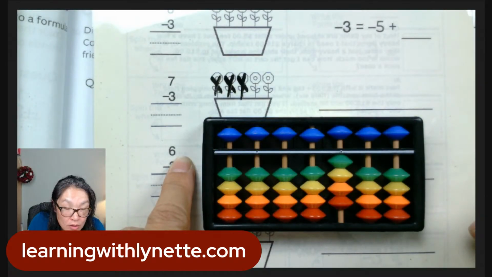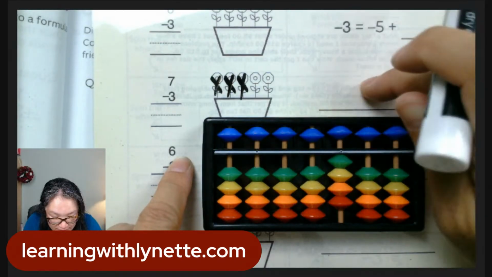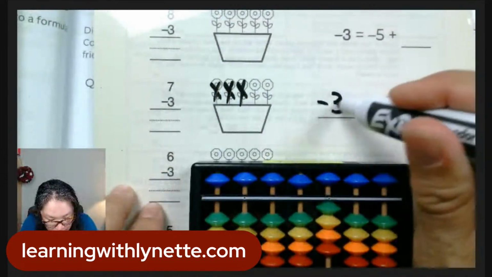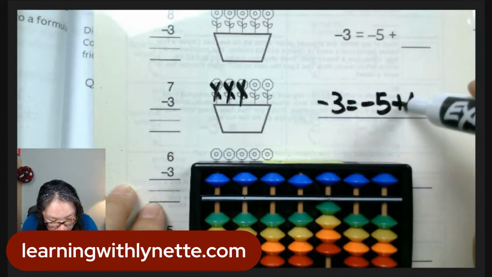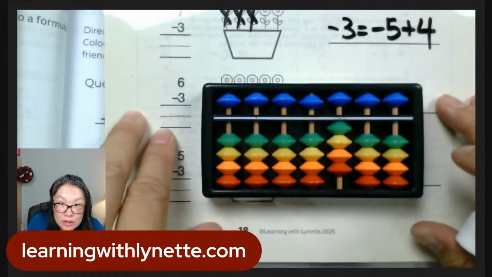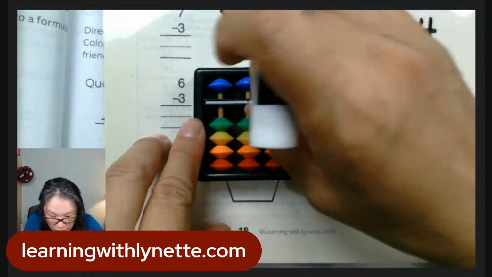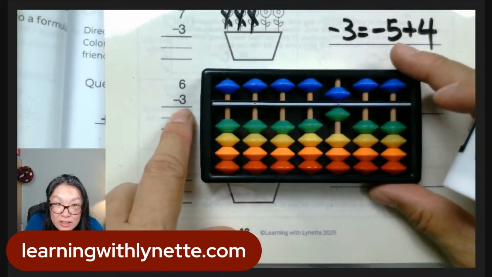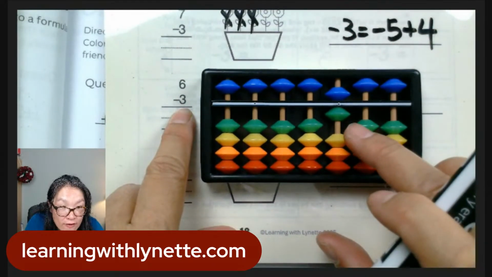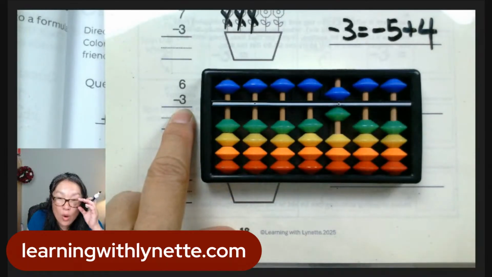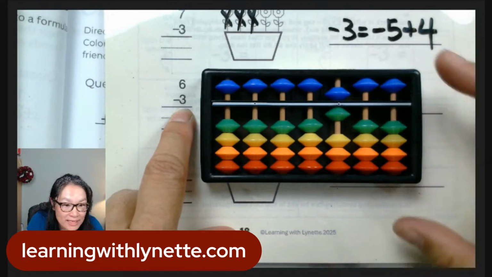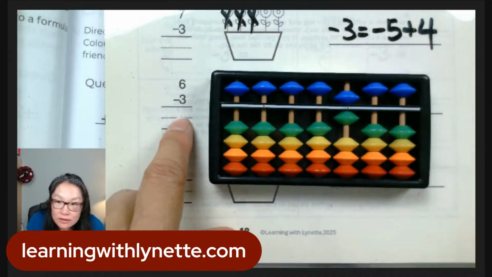Oh, good. So this here is to write the formula. Minus 3 is equal to minus the 5 plus the 2. That's what we're doing. So again, we do 6. We can do it again. 6 minus the 3. Is there enough beads to minus the 3? No, there isn't, right? Always the question is, can we do it? Oh, makes sense. Good.